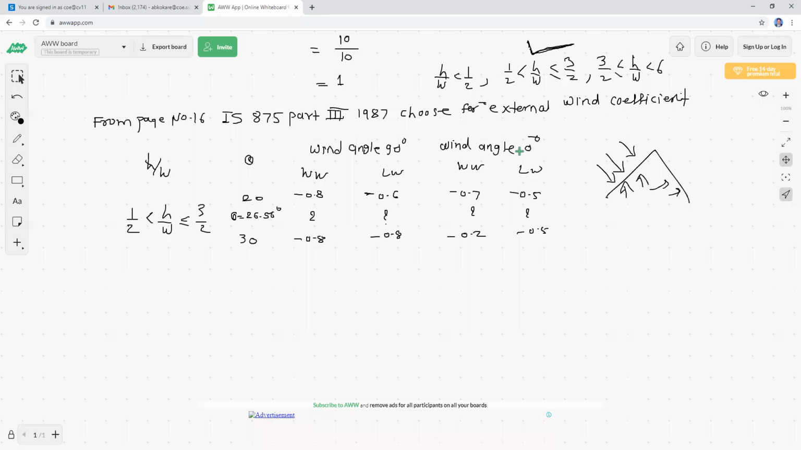So for that, if a theory examination is there, you have to print this IS code also.